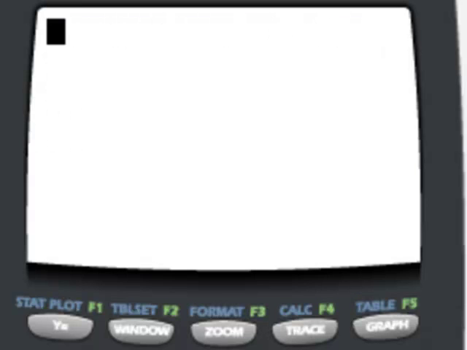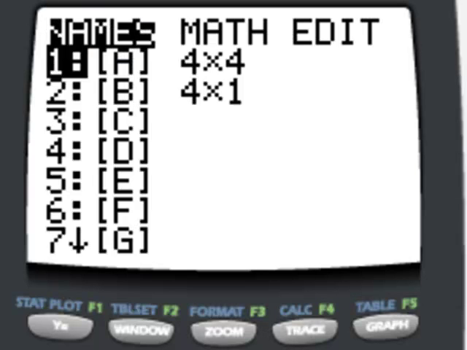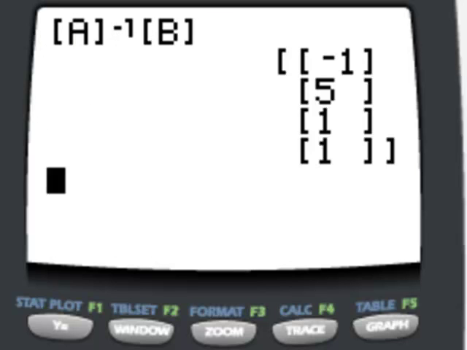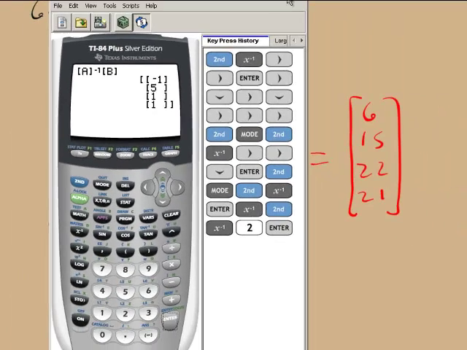So all I need to do now is go under matrix, and I'm doing the inverse of A, and then times B. And there I have it. So there's my A, B, C, and D. Okay, so -1, 5, 1, and 1.